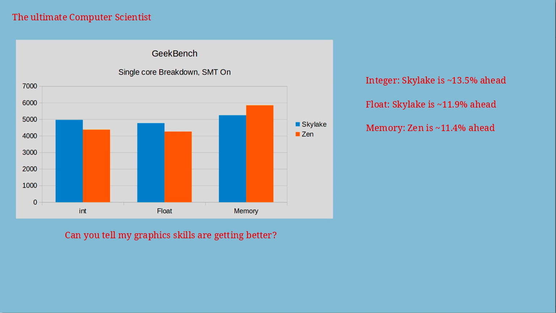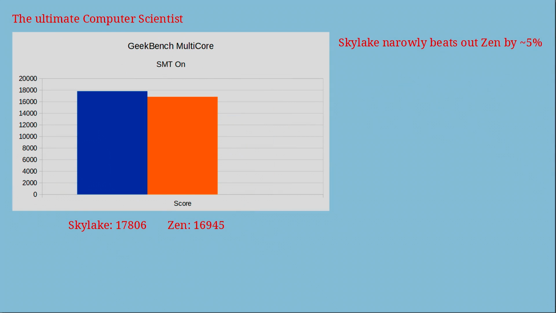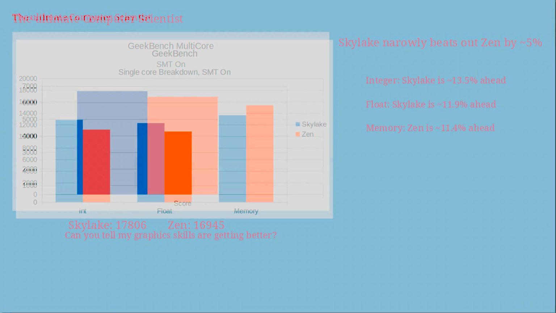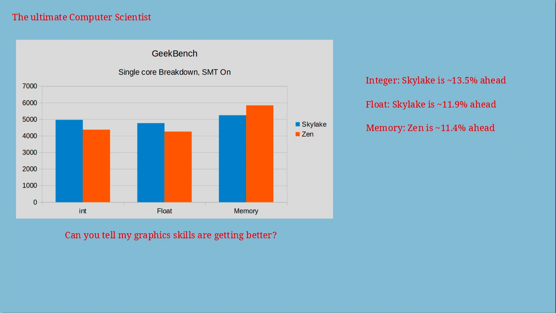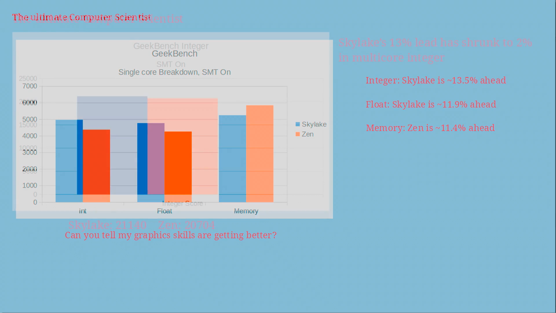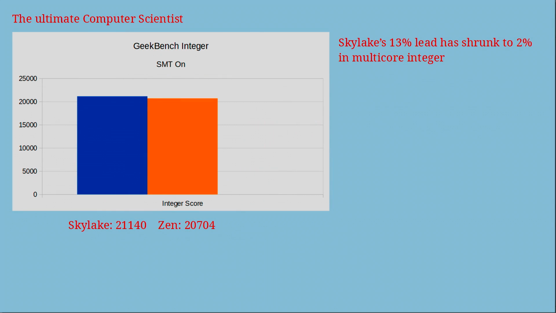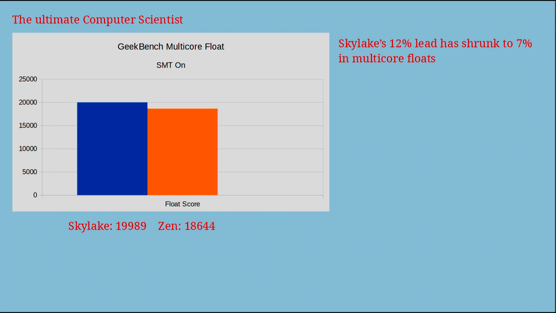Looking at the multi-core benchmarks now, and things really get interesting. The margins overall stay the same. Skylake is still in the region of 5% ahead of Zen. However, looking under the hood, and things get a little strange. So looking at the integer workloads, before, in the single-core tests, the Skylake CPU is near 13% ahead of the Zen. Now it's only 2% ahead. That's an absolutely enormous drop. Looking at the float workload, it's now only 7% ahead, whereas before it was 12% ahead. Again, a huge performance drop.